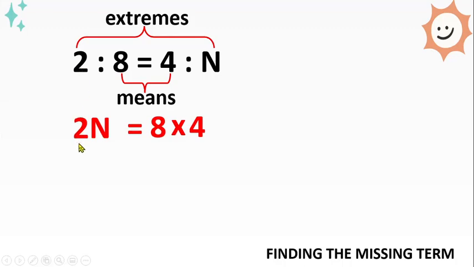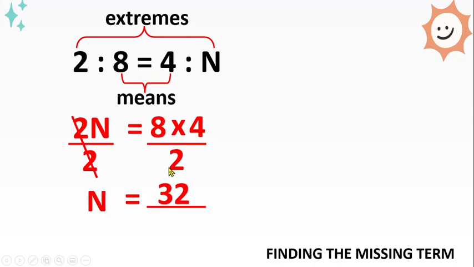Sa number na walang partner, si 2. So, i-divide lang natin siya sa 2. Okay. So, si 2n over 2, so we can cancel 2. Cancel natin si 2, ang matitira ay n equals. Multiply this one. 8 times 4 equals 32, then divide by 2. Bring down n equals. 32 divided by 2 equals 16. Therefore, si n ay 16.